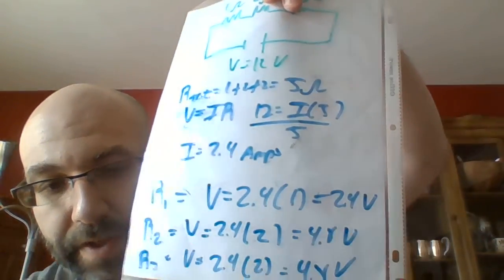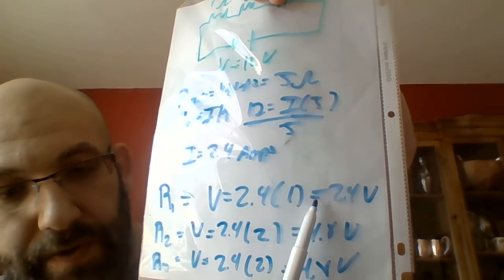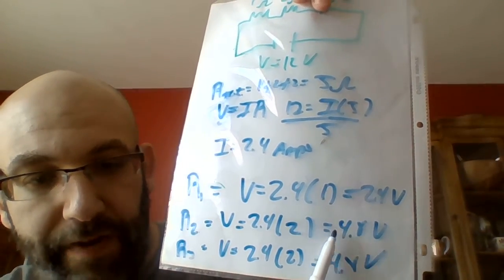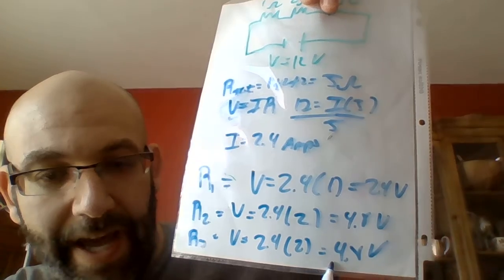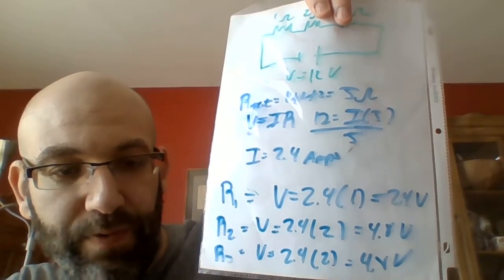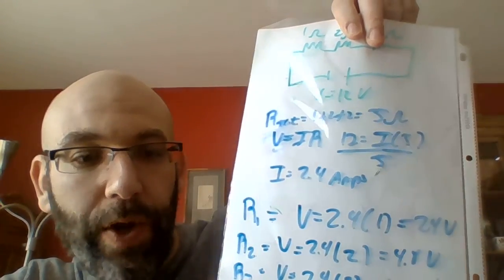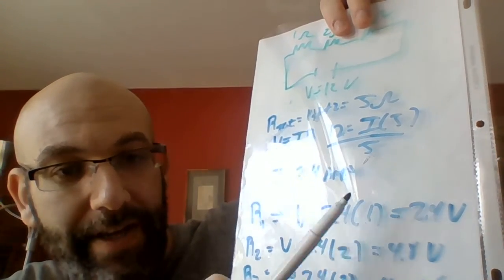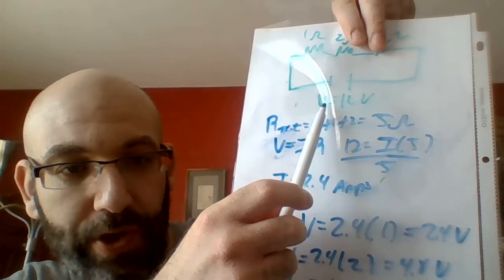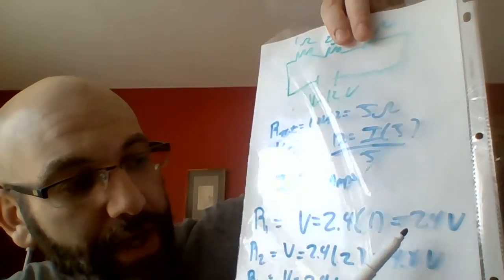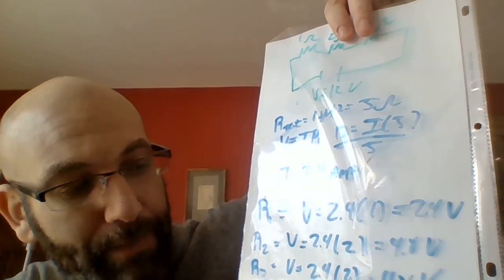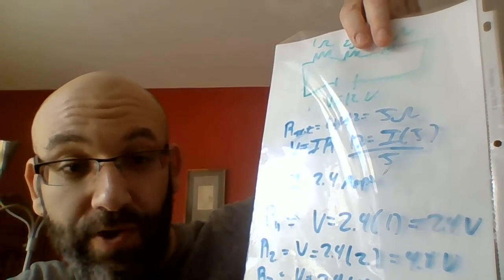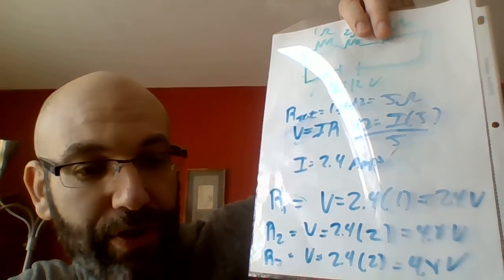We end up with 2.4 volts across resistor 1 and 4.8 volts across resistors 2 and 3. That is the potential difference on each one. As a little way to check your work, if you add these three together, you should end up with the same voltage as the overall voltage in the problem, which was 12. So 2.4 plus 4.8 plus 4.8 is also 12. It's another way to check your work. So that's how you do that last part.